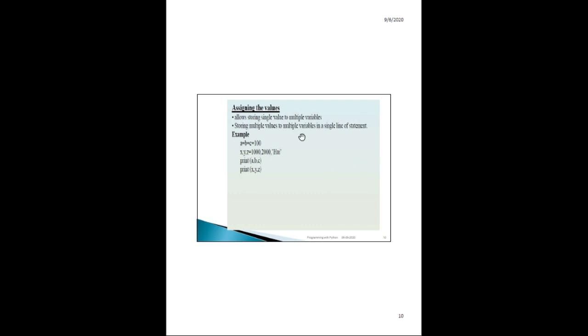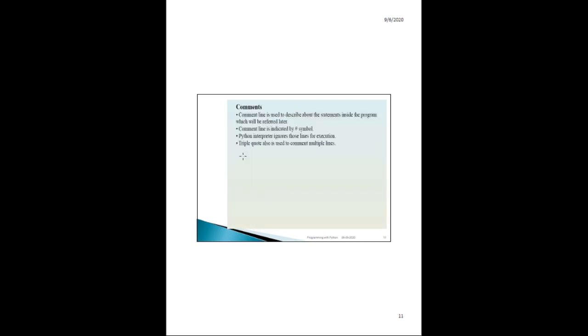You can see here an example: a equal to b equal to c equal to 100. That means a will hold 100, b will hold 100, and c will hold 100. And in the next statement, x comma y comma z is equal to 1000 comma 2000 comma "hi". So x will have 1000, y will have 2000, and z will have "hi". So having a single value assigned to multiple variables, or multiple values assigned to multiple variables, both are possible.